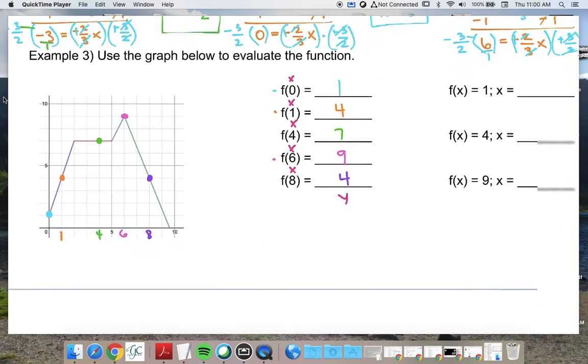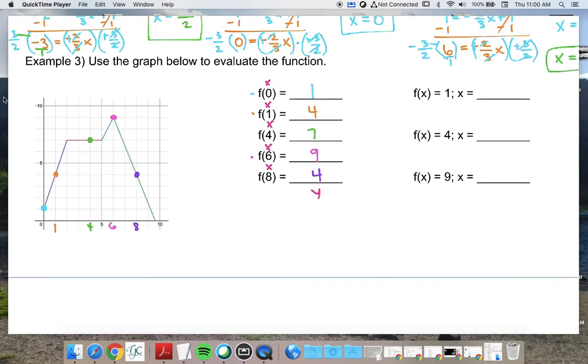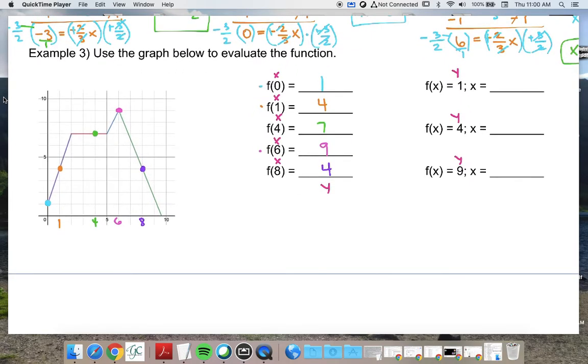Now, opposite of that, they've also asked us to find x when f of x equals 1, when f of x equals 4, and when f of x equals 9. So in this case, they have given us the y values, and if they've given us y, then we need to find x. So we're going to do the same thing, but we're going to work backwards. We're going to be looking along the y-axis this time since we've been given y values, and we're going to be answering with x values. So when y is 1, that's this line right here. I'm just going to draw it in as a dashed line.